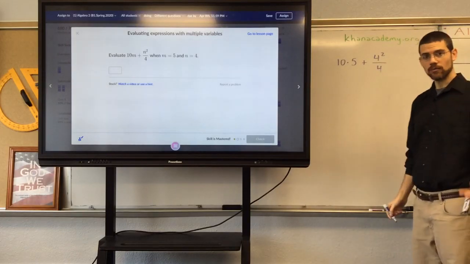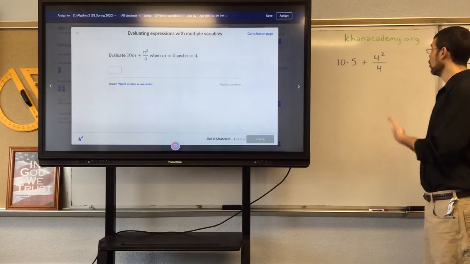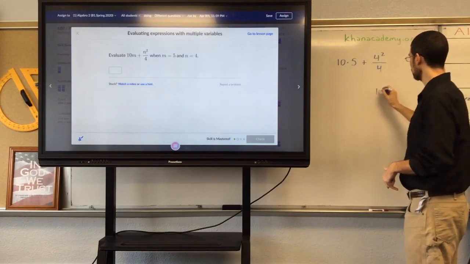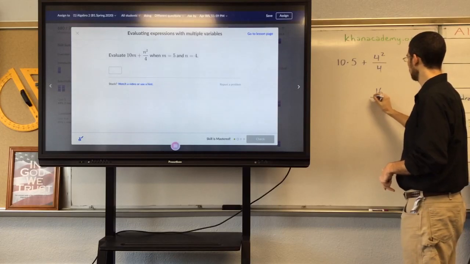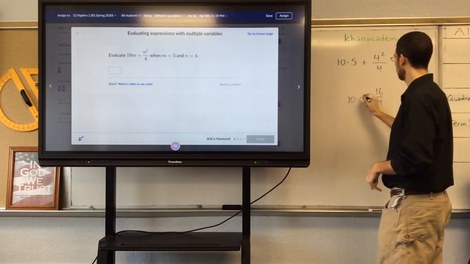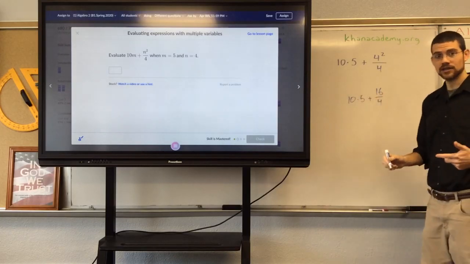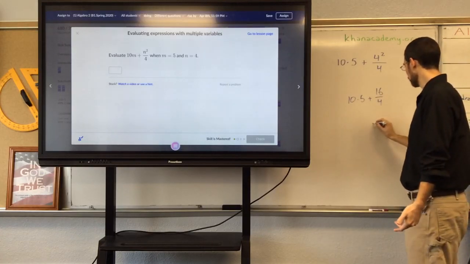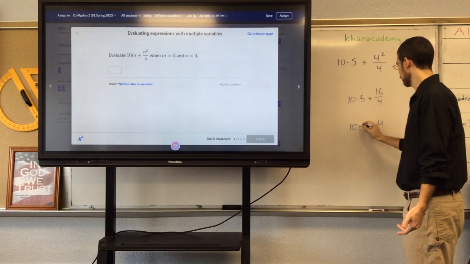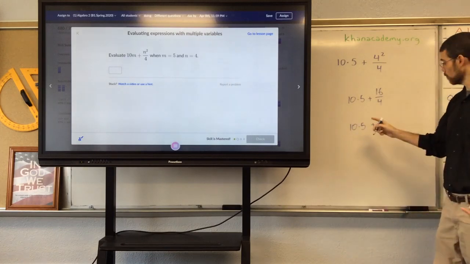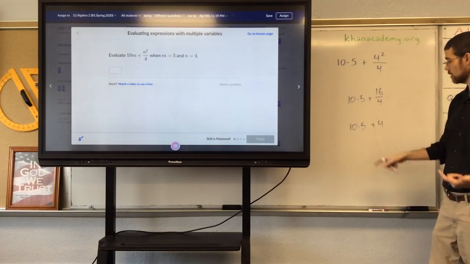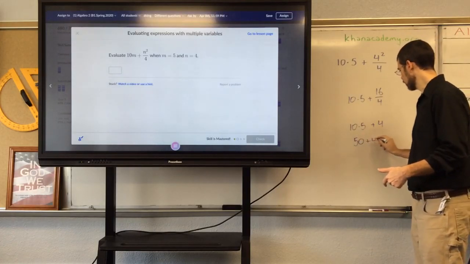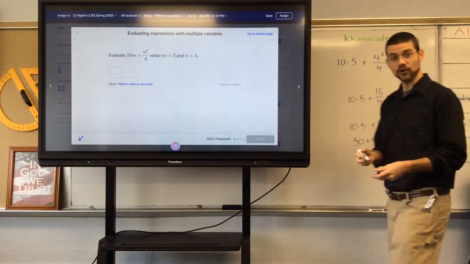All right, order of operations says we do our exponents first, so 4 squared is 16. Next thing we need to do is division. 16 divided by 4 is 4. Next most important operation is multiplication. 10 times 5 is 50. And 50 plus 4 is 54.